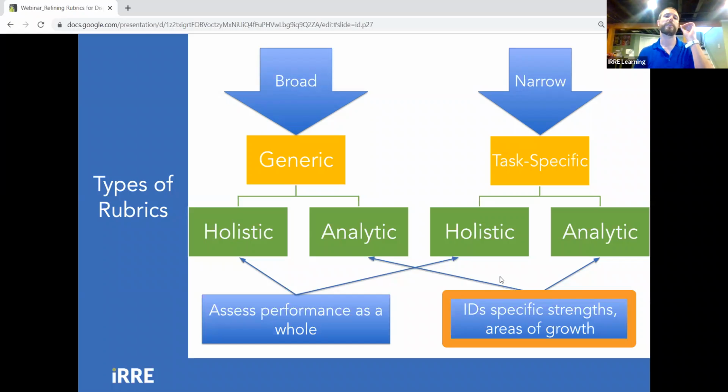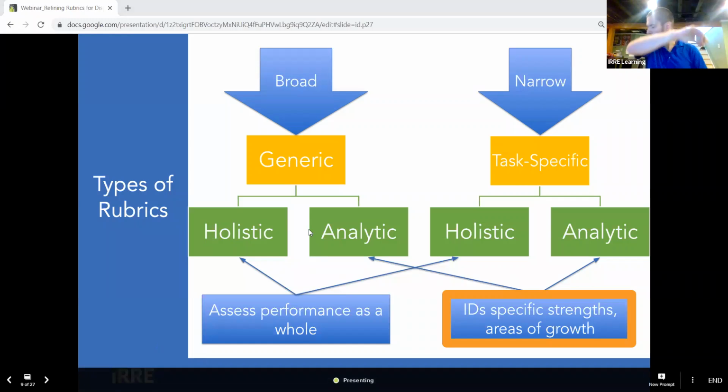And so that area is where we're going to spend a lot of our time today. Whether you're thinking about a broad rubric that's generic to problem solving or videos in general, or a narrow task specific rubric, we're going to be thinking about the analytic flavor of either of those, to really spur our thinking as we go forward.